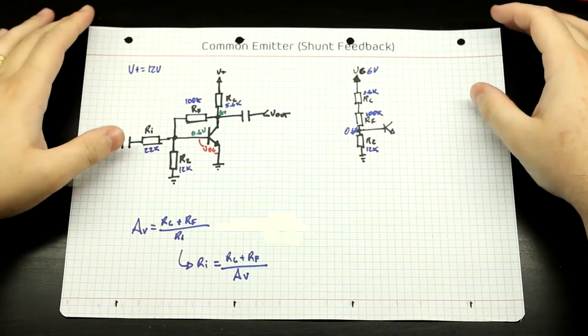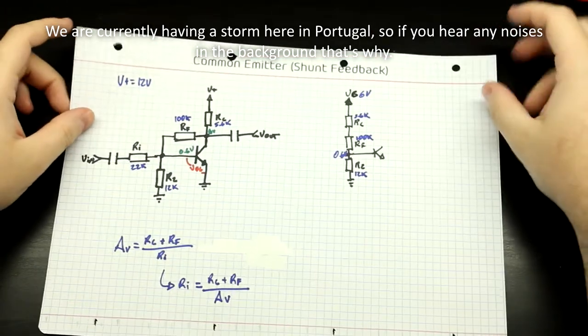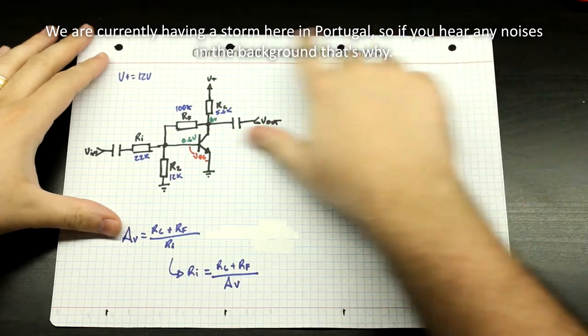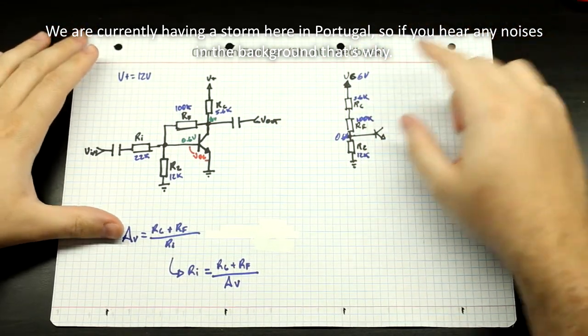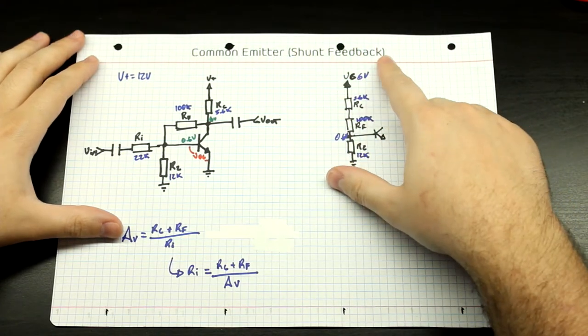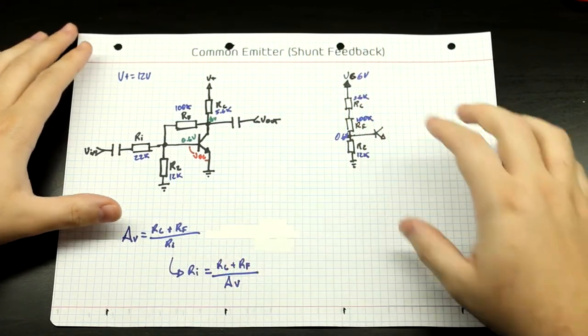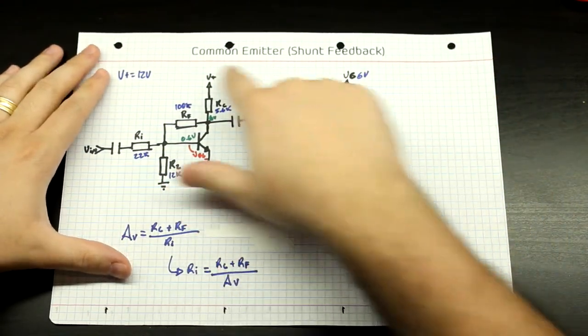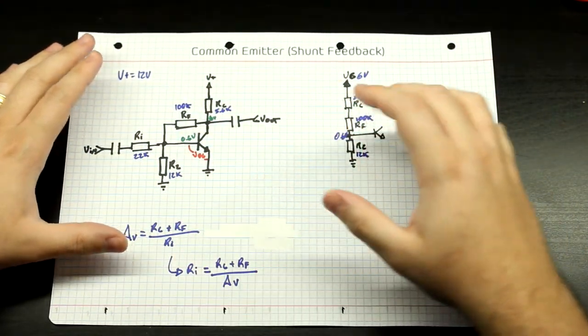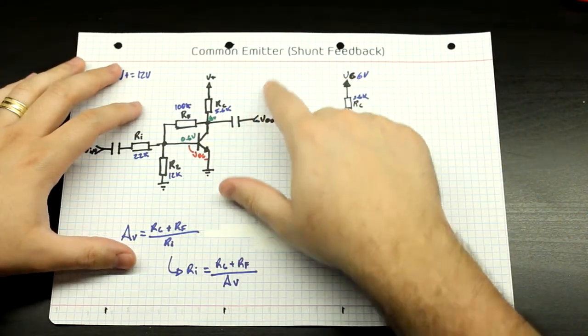Hello everyone. So, in the previous video, we did some experiments with the common emitter with shunt feedback, which I've discussed is actually the feedback topology that we are going to be using in the final design.